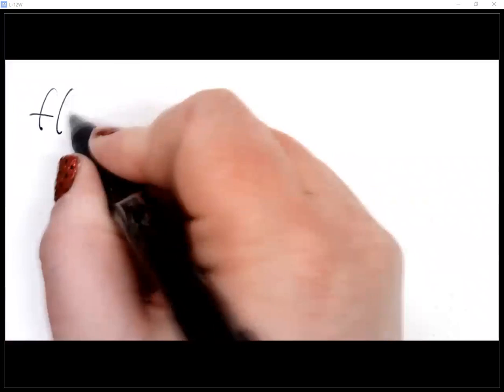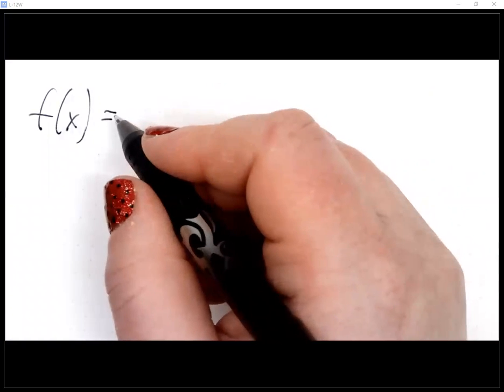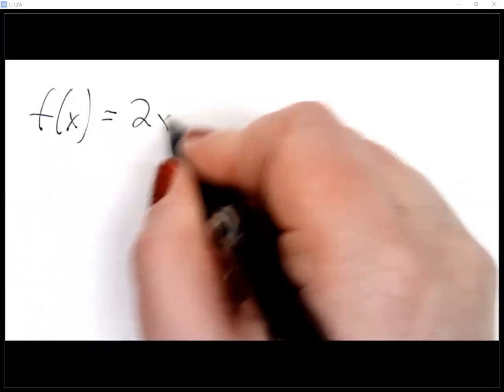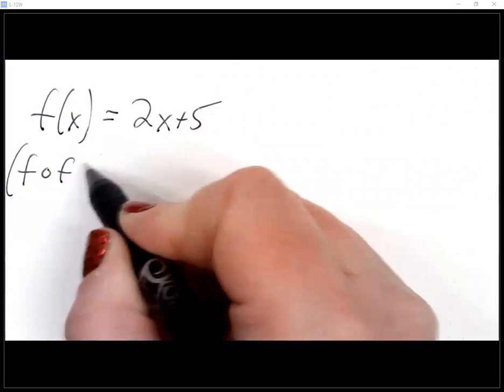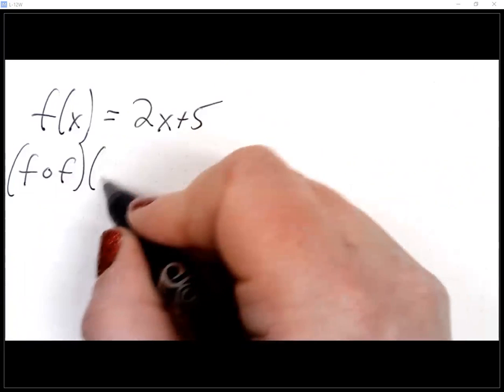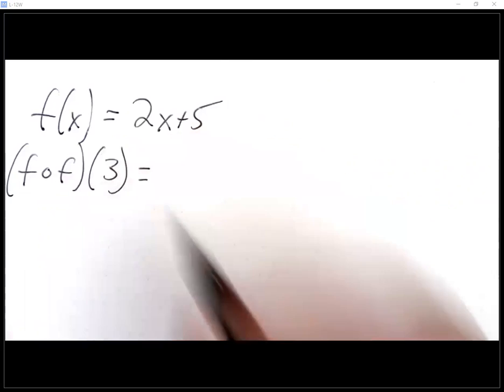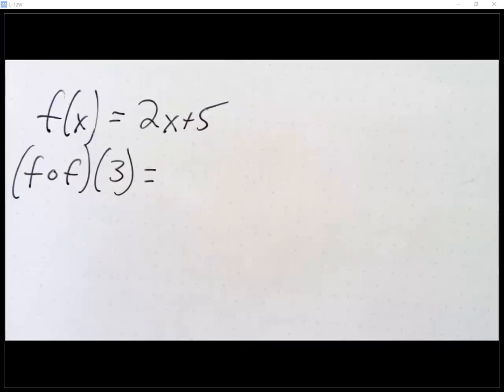How about if f of x were, let's just make it like 2x plus 5. Try and find f of f of 3. Try that. You have an answer? Yeah. Hold on to it for one second.